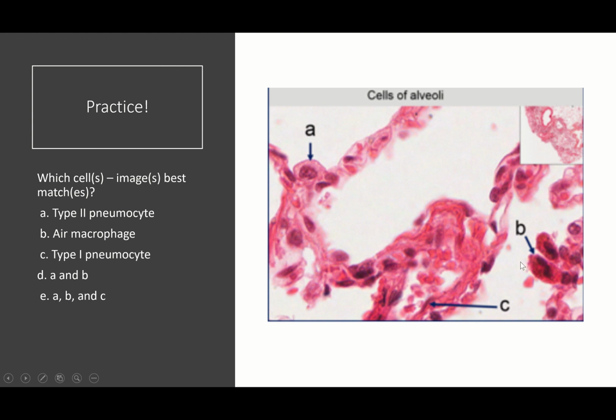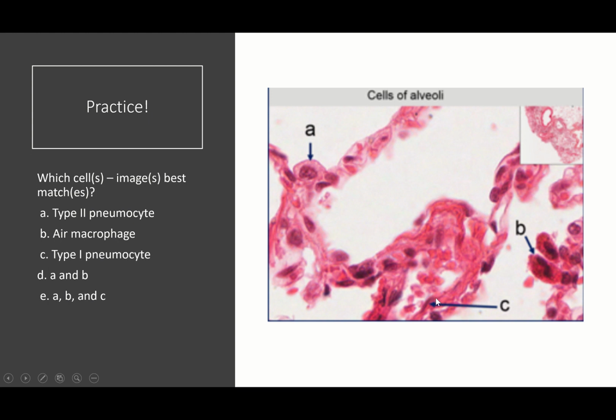B, so this is a really big cell and it's kind of projecting off into the airway space right here. So this is going to be an air macrophage, and you can even see it has all of these little granules in it from things that it's eaten, right? So those are going to be air macrophages right there. So that one is right as well.